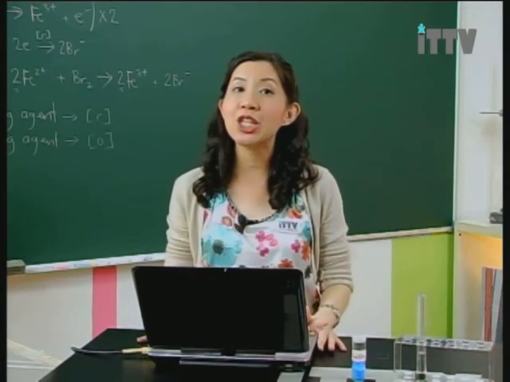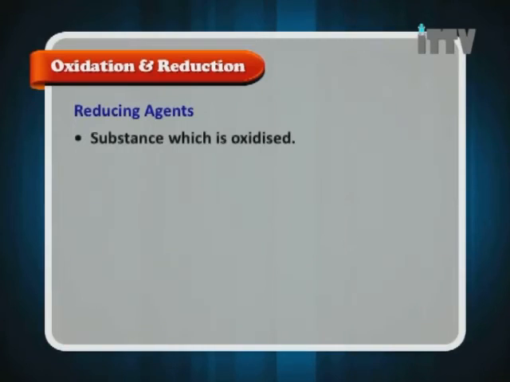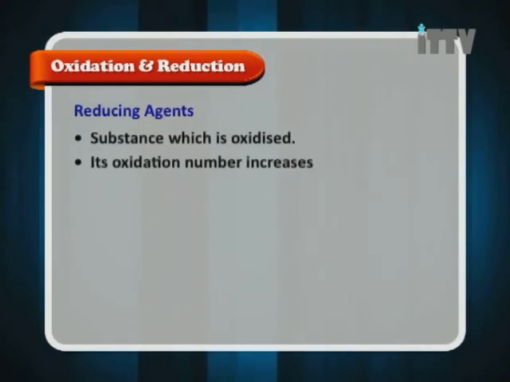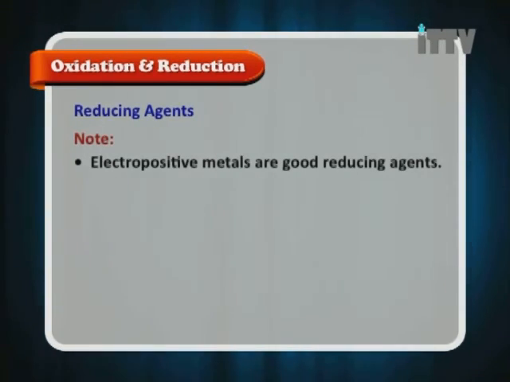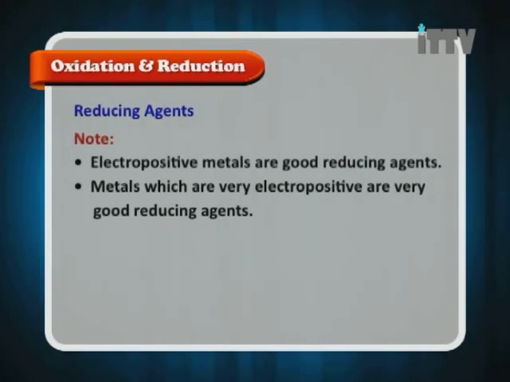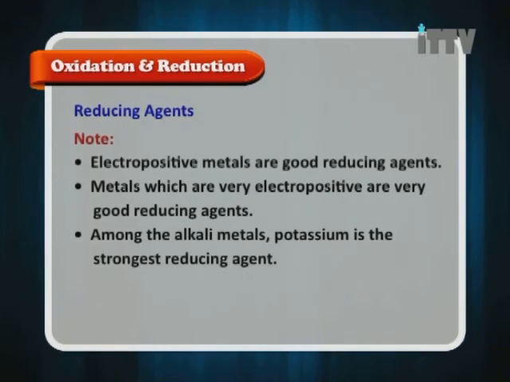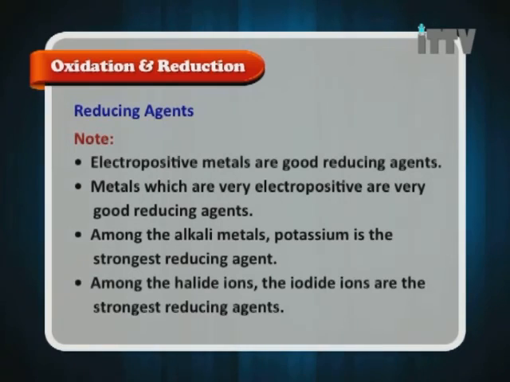Let's look at the definition of reducing agents. They are substances which are oxidized, whose oxidation number increases, and substances which donate electrons are all definitions of reducing agents. So electropositive metals are good reducing agents. Metals which are very electropositive are very good reducing agents. Among the alkali metals, potassium is the strongest reducing agent. Among the halide ions, the iodide ions are the strongest reducing agents.